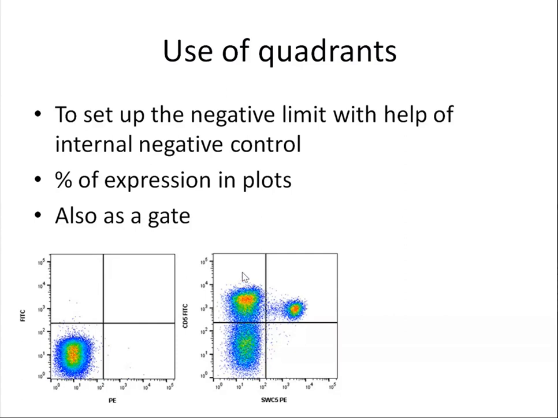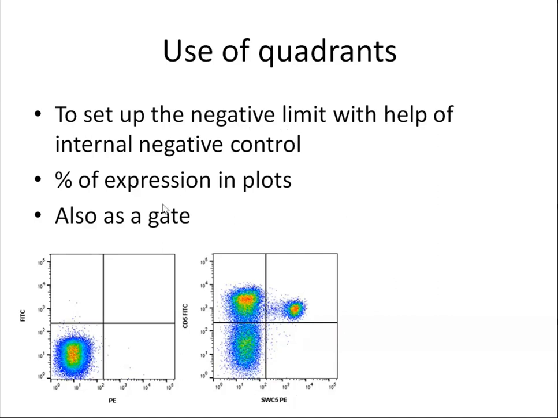Similarly, if I've gated a population across two markers, CD5 and the x-axis marker, the population lying here is negative for both. The population lying here is positive only for CD5 and negative for the x-axis marker. And the population lying here is positive for both CD5 and the x-axis marker, which is activation. So that is the use of quadrants to set up a negative limit with the help of internal negative controls.